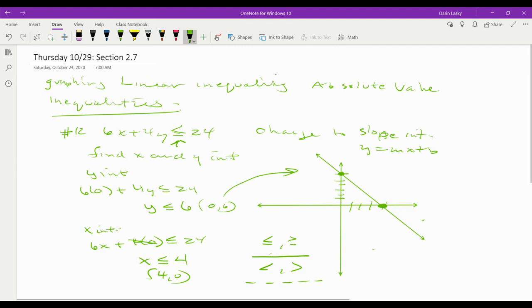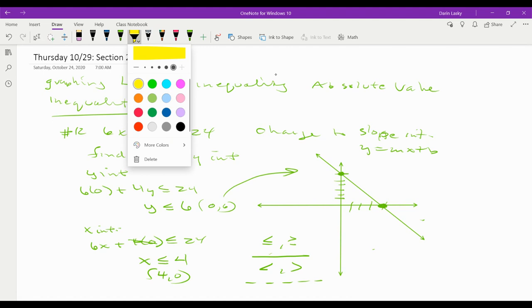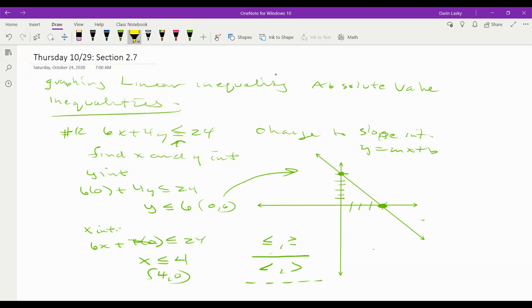And then what we do is we finish with a shade. I'll shade it with yellow. So what that tells us is, remember, it said y is less than 6, and x is less than 4. So I shade according to what my x and y intercepts tell me. So then I just shade this side. So all my answers are over here below this green line.